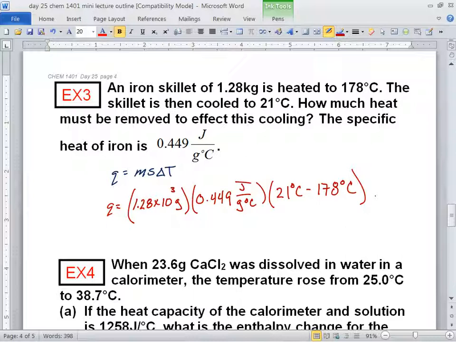You know what's kind of a little bit easier, I think, is like the 1.28 kilograms. Wherever you see kilo, just write 10 to the third. And then you can put the scientific notation stuff in your calculator. It's kind of faster and easier. You don't have to worry about moving decimal points and all that stuff. And it has to be grams because that's what your specific heat is in.